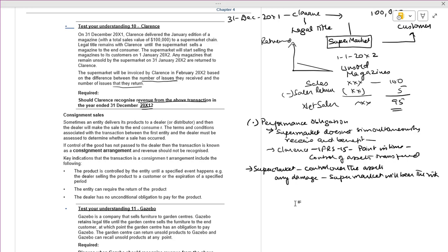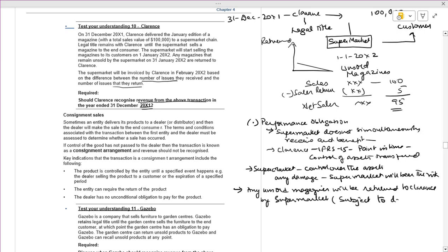Now, the next point. Any unsold magazines will be returned to Clarence by the supermarket, subject to damage or obsolescence.